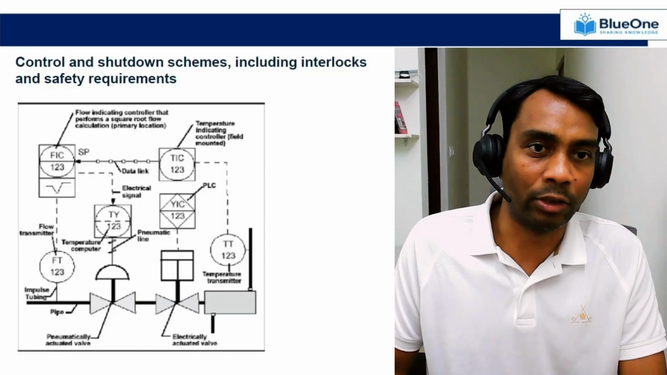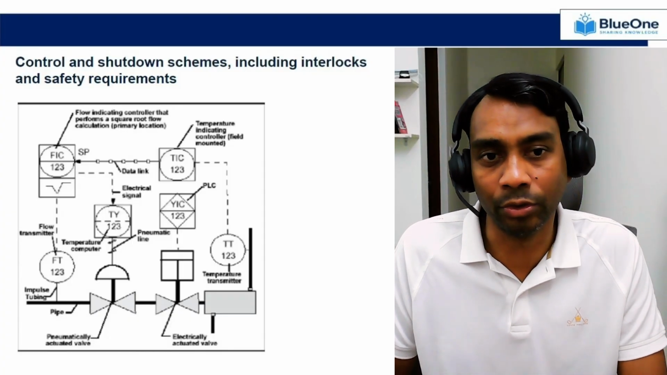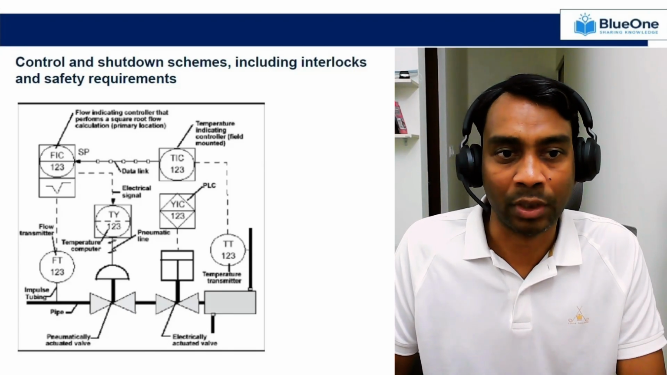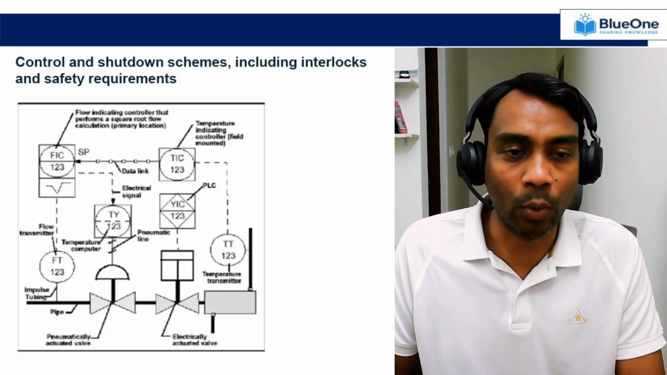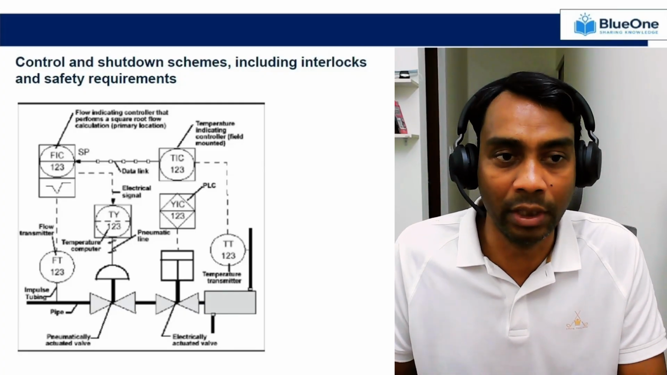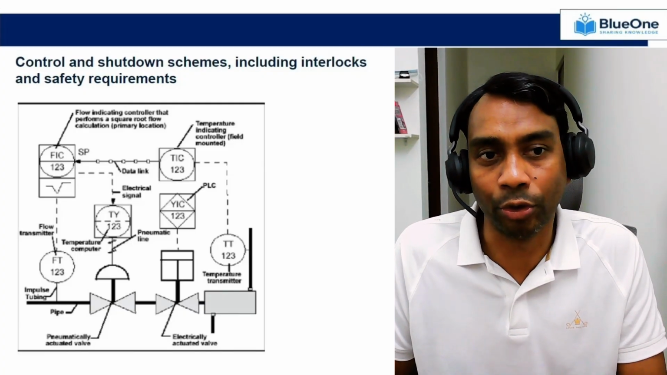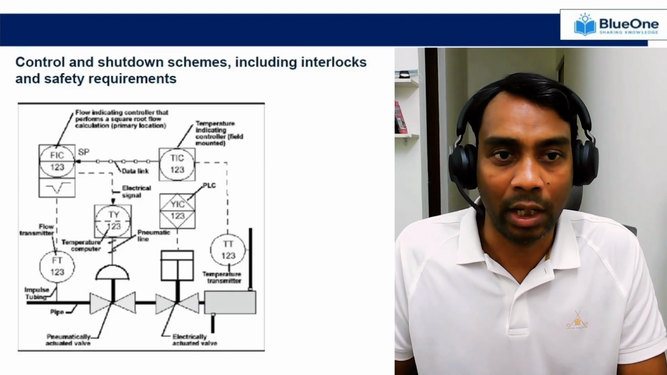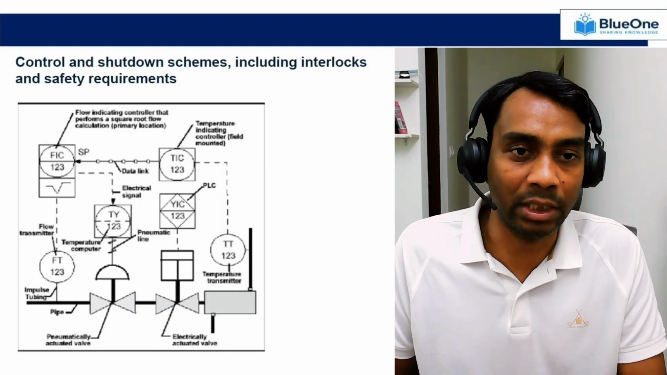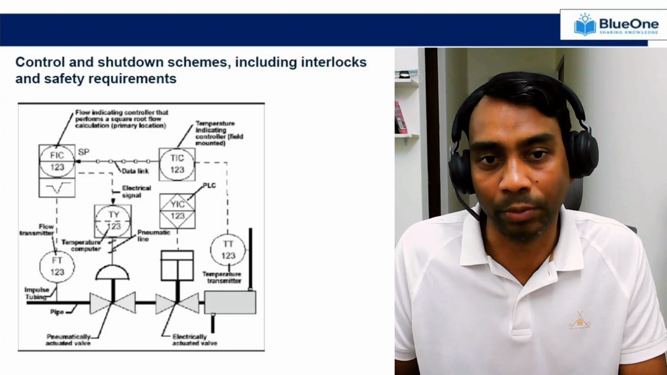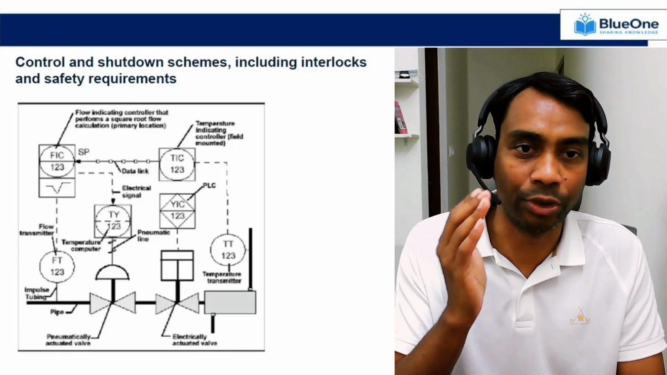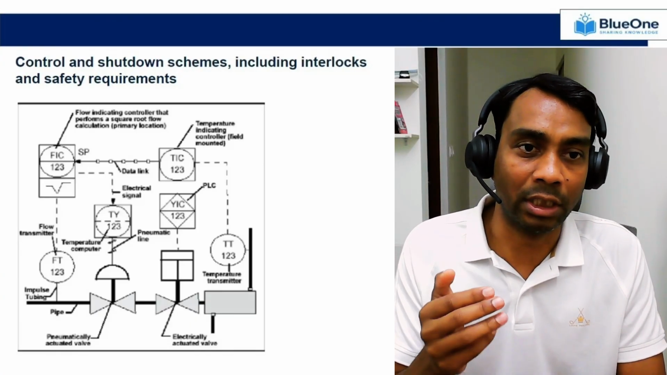So I thought this is a good platform to share with you how to read this particular control and shutdown scheme. So if you see here, there are two driving factors. One is your flow transmitter FT123, which is installed in the field, which is sending an electrical signal to your FIC 123. Further, this FIC is also receiving a set point from the TIC, and this particular TIC receives a signal from TT123.